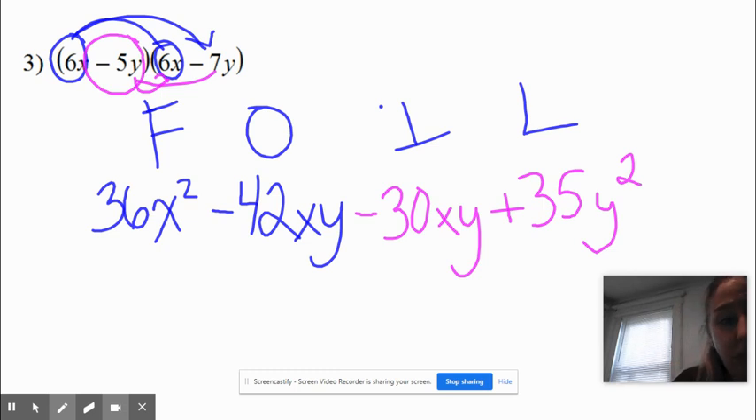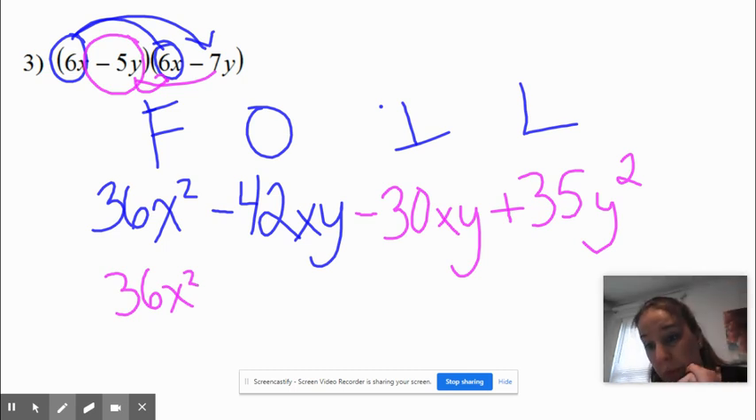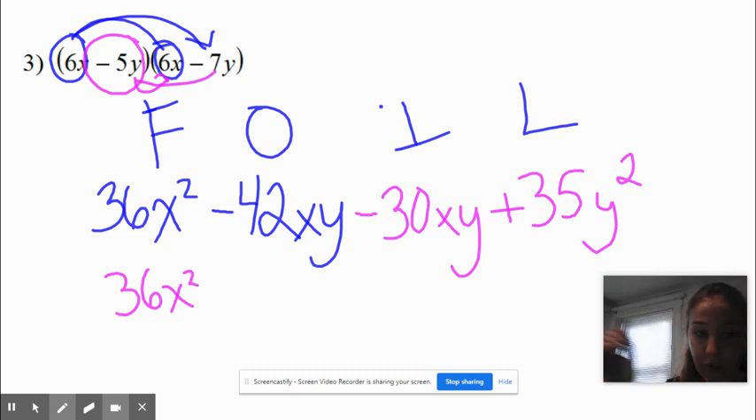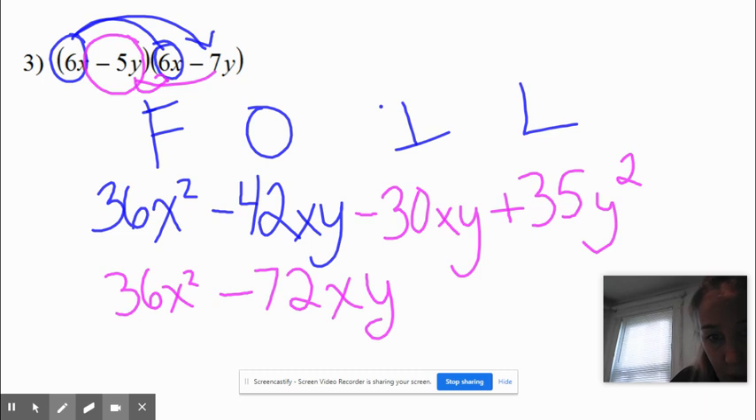So there's only one x squared term, so it's just going to come down. And then we have negative 42xy minus 30xy. You owe me $42. You borrow 30 more. Altogether, you are down $72 or 72 xy's. And then this 35y squared just comes down.